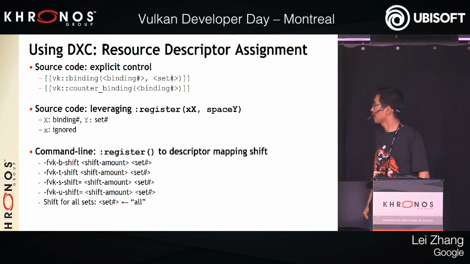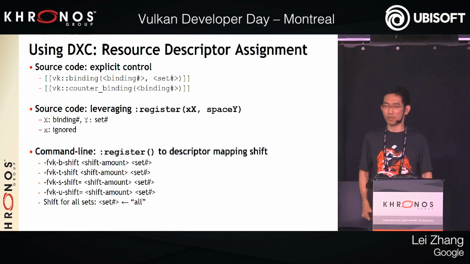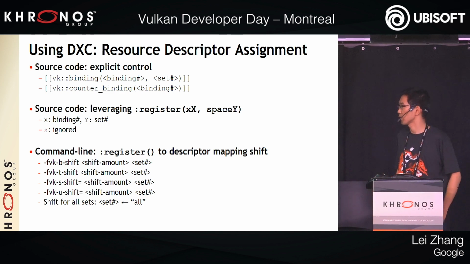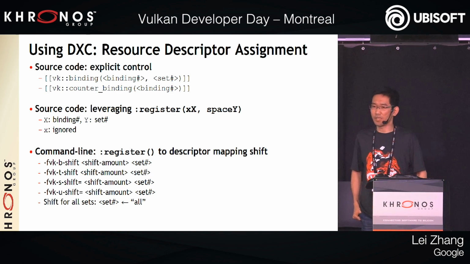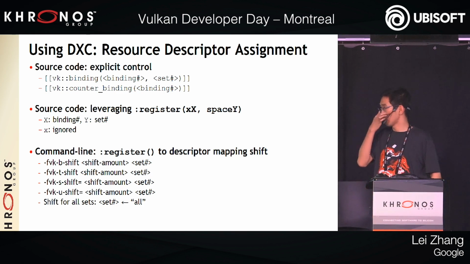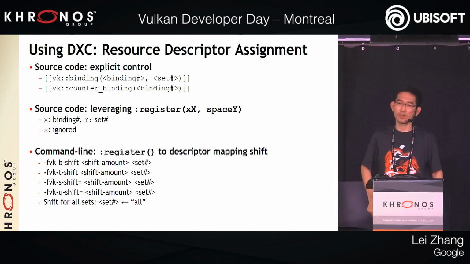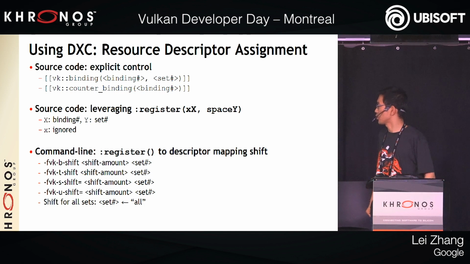It overrules the others, or you can reuse register annotations. But one thing to notice is that register annotation has 3 levels of control. It has space, register type, and register number. But we only got 2 in Vulkan. It is set number and binding number. So register type is ignored. That means sometimes we may map multiple resources into the same descriptor. Then you'll need the command line option to shift the binding to make them not overlap.